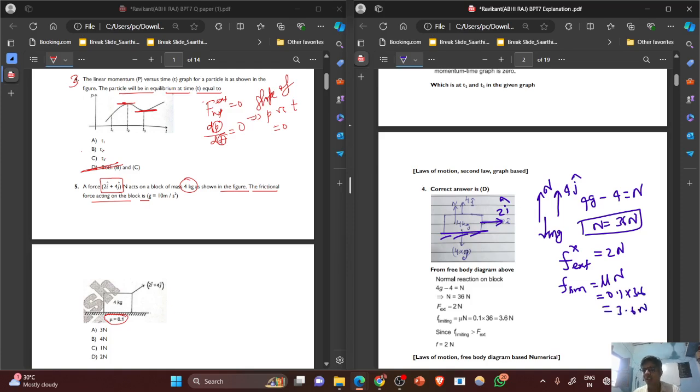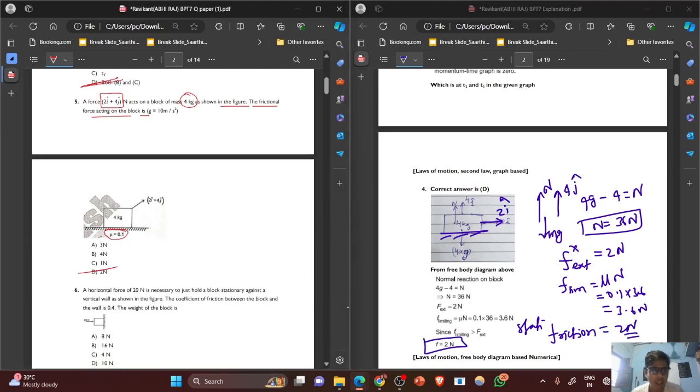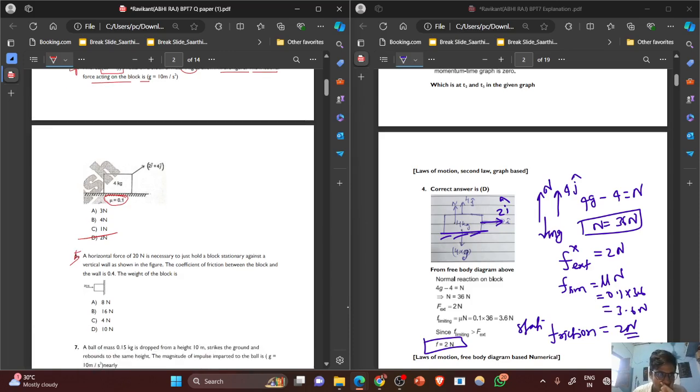As you can see, the external force is not greater than the limiting force; the limiting force is greater than the external force. So the static friction is a self-adjusting force. It will simply make its value 2 Newton. So the correct answer will be 2 Newton, and the correct option will be option number D. Okay. Now moving ahead, don't get confused about the numbering. Okay, it's 4, it's 5.